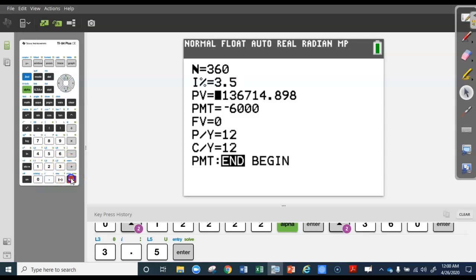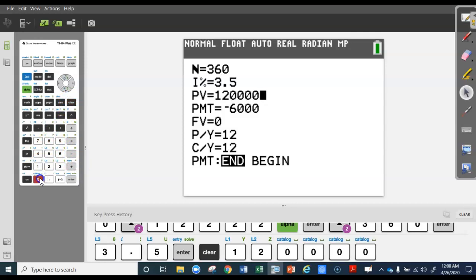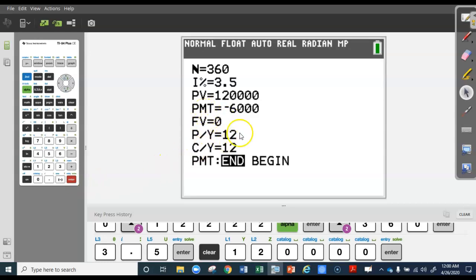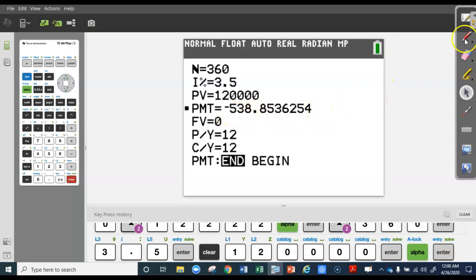The present value of the loan was $120,000. I'm going to go ahead and clear that because I don't know if that'll cover it. The payments, that's what we didn't know. I'll leave the negative 6,000 there. You can put a 0. The future value is going to be 0, and we're going to do this annually. So we're right where we need to be. We want to find out what the payments would be on that loan. So we just hit alpha, solve. And there it is, $538.85 a month. That's your answer right there. Okay, so that concludes this video.